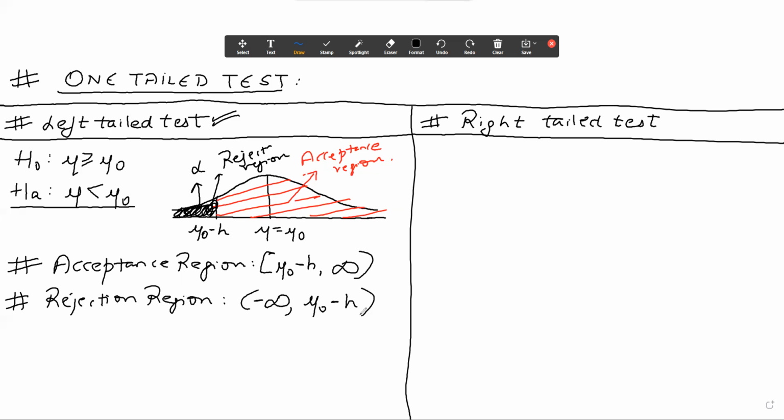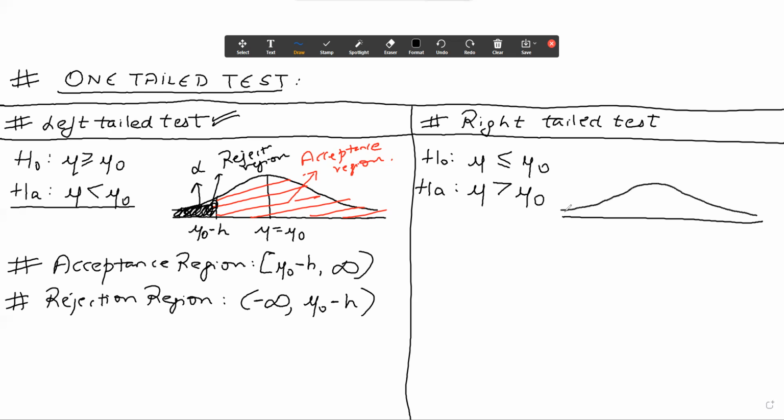Okay, and the same thing goes for right tail. In right tail test, my alternate hypothesis will be mu greater than mu 0. That means, guys, my null hypothesis will be mu less than or equal to mu 0. If I quickly draw a diagram, in this case, my rejection region will lie to the right of mu equal to mu 0. This is mu equal to mu 0. Now, this whole area will be alpha. Okay, and this will be called mu 0 plus h. Suppose h is an arbitrary number, so mu 0 plus h.